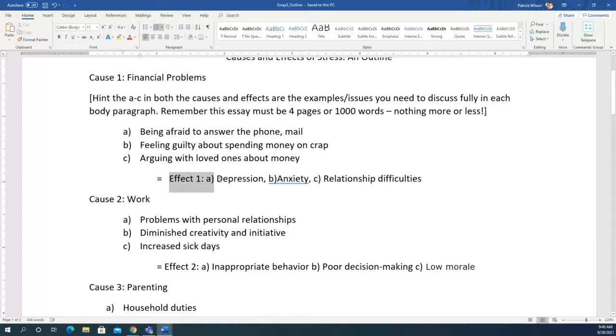Now, your second paragraph deals with the effect of cause 1. Cause 1 is financial problems. So what's the effect of that? Well, the effect could be depression. If you receive all those phone calls and that mail day in and day out for long periods of time because you don't have the money to pay, you're going to get depressed. You want to pay them, but you can't. They may be calling and getting angry with you, or threatening to take you to court, or threatening to put a lien on your house or take your car, whatever the case may be.